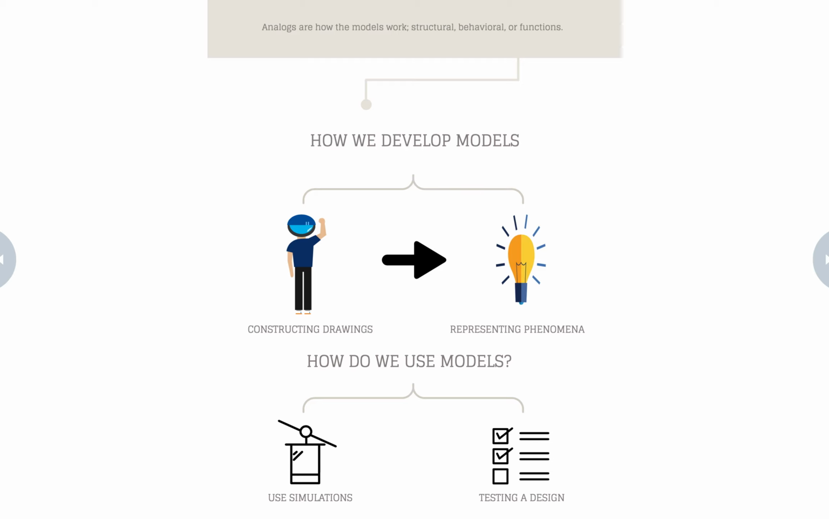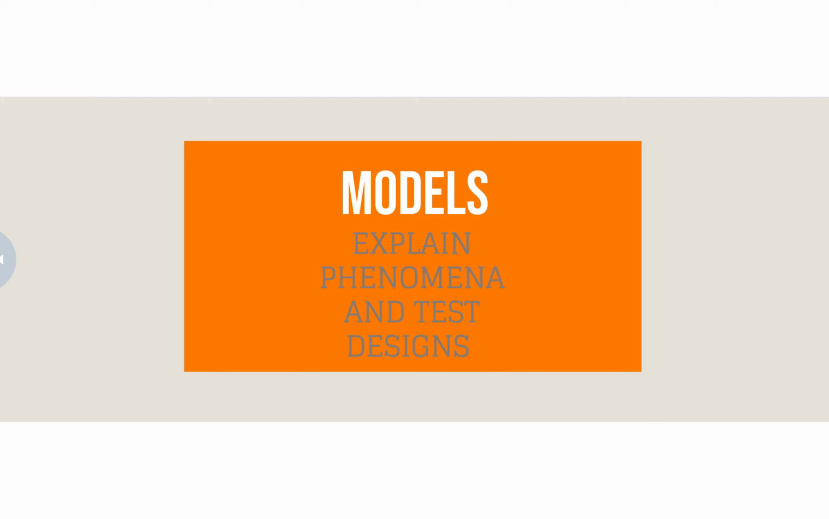Then we go down to how we use them. We really use the simulations. First, we create simulations of our drawings, and then after we create those simulations, we move them into testing. So from there, we test them and see them work and see them in motion and working. And then from that, these are our models. Our models explain a phenomena and test designs.